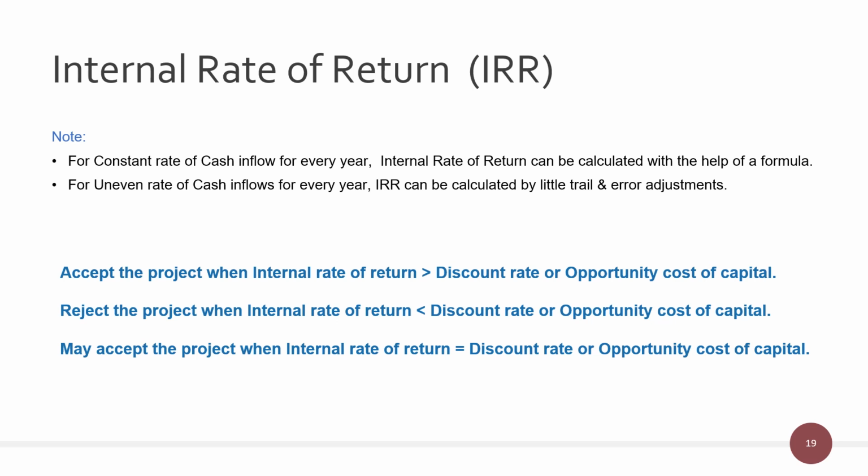These are the criteria whether to accept or reject the project. If the internal rate of return is higher than the discount rate, that is greater than the discount rate, we can accept the project. We can reject the project if the value is less than the discount rate.